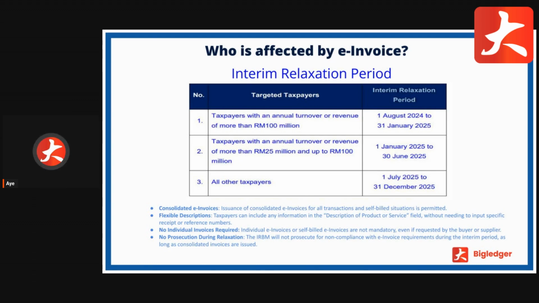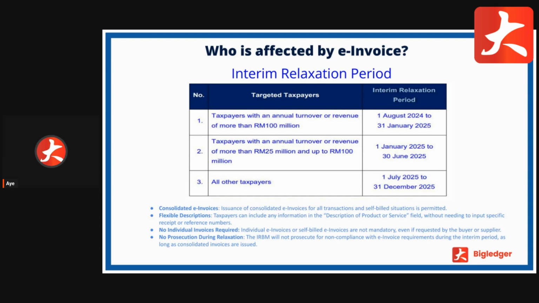Other than that, LHDN introduced a 6 months interim relaxation period, which means each phase has a six months grace period. During this grace period, they can only issue a consolidated e-invoice for all their transactions, including the self-billed transactions. They also have flexible descriptions, which means you don't need to put the specific receipt or reference numbers on the description of product or services. You can write anything on the description of product or services that is filled on the invoice.